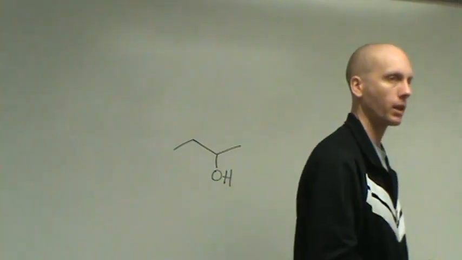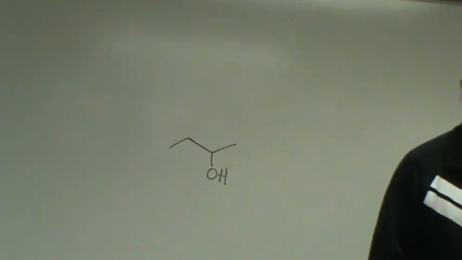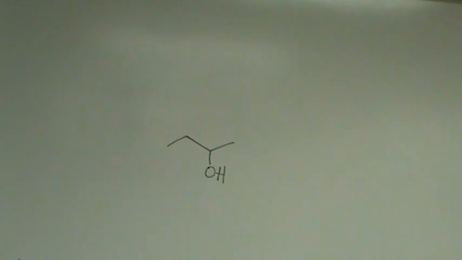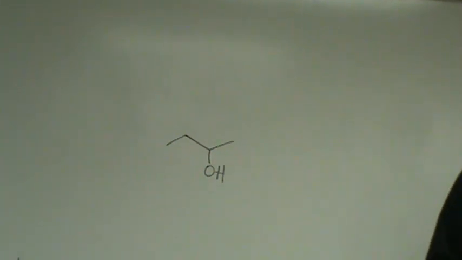Suppose I gave you this molecule here. What kind of functional group is that? Alcohol. Let's label the carbon types. Maybe you can help me. What kind of carbon is that one? Primary. Good. What kind of carbon is that one? Secondary. Good. What kind of carbon is that one? Tertiary.